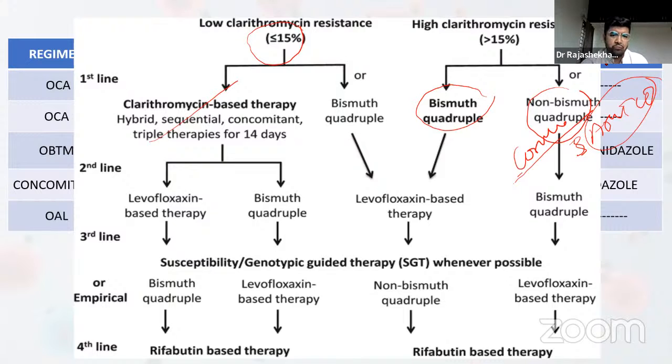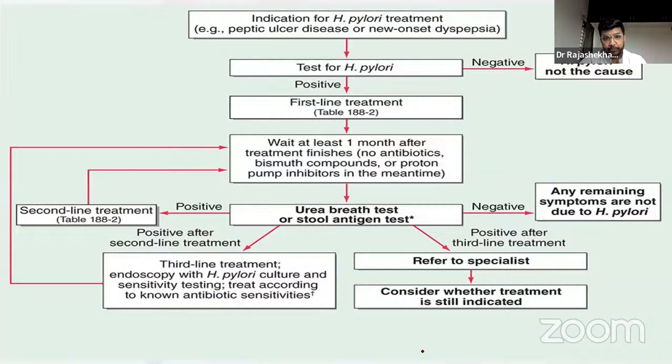And if there is no response to the first line, obviously the levofloxacin-based regimen is the second. And the 4th line is the rifabutin therapy. And even if the rifabutin therapy is not working, you can go for a culture-based therapy. So this is what the basic funda is. Don't use clarithromycin in India. Use bismuth-containing therapy. If you don't want bismuth, use a quadruple regimen containing concomitant therapy, or use a levofloxacin therapy. Even the levofloxacin resistance in H. pylori is also increasing nowadays.